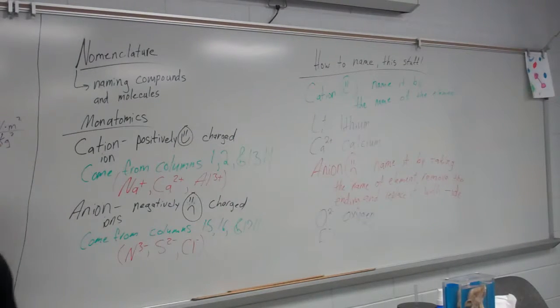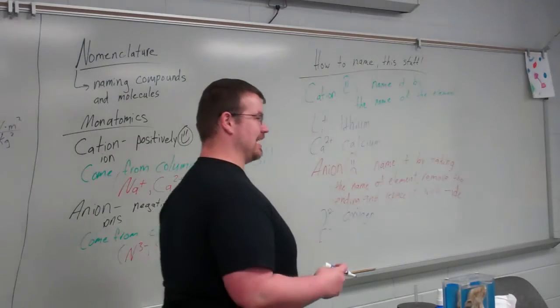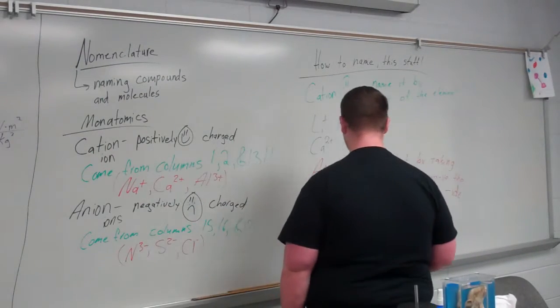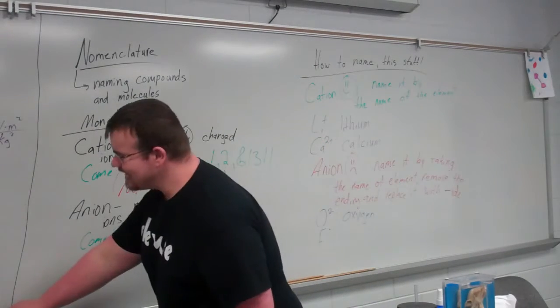All right, so first one we got is O2 negative. What's the name of the element? Oxygen. So write oxygen. I'm gonna spell this wrong. I can see that. All right, take off the ending, oxide, which in this case is the -ygen.